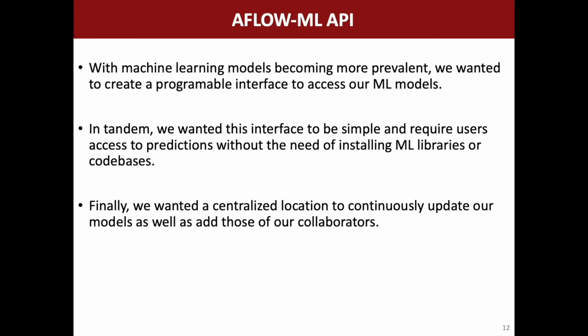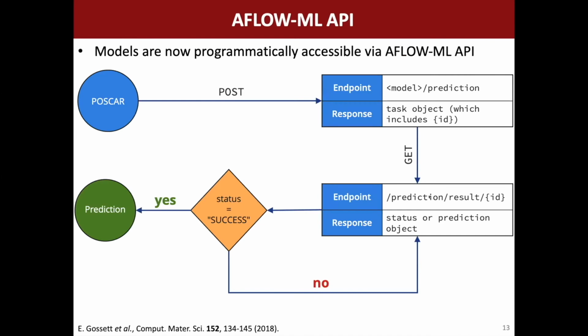So therefore, we created this AFLOW-ML API. So the idea behind this API is you take this POSCAR file as an input. I think at the moment it's limited to just these POSCAR files. You post a request to a particular prediction endpoint that's going to depend on the model that you're looking at. Then you get back a response, which is a task object, which is basically a JSON file that includes a task ID.